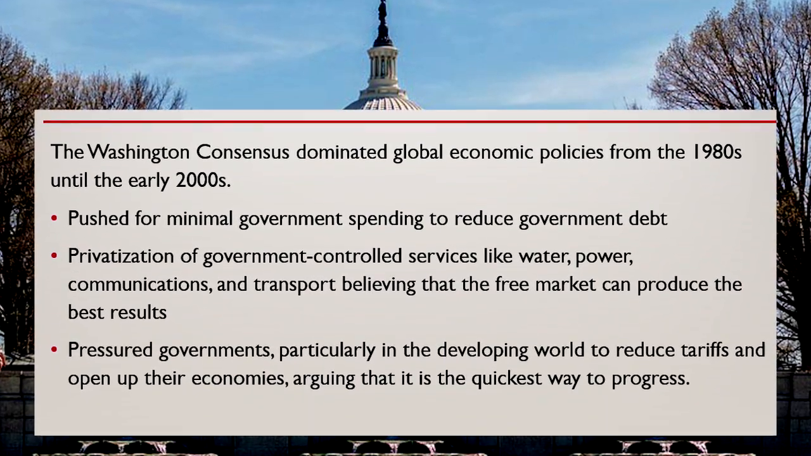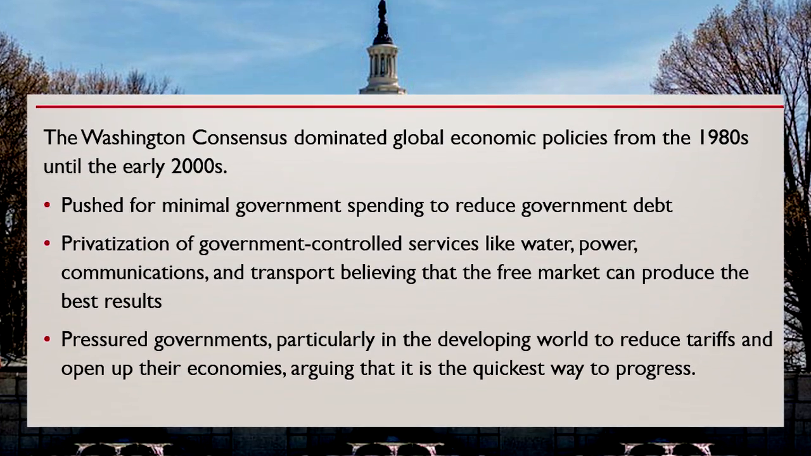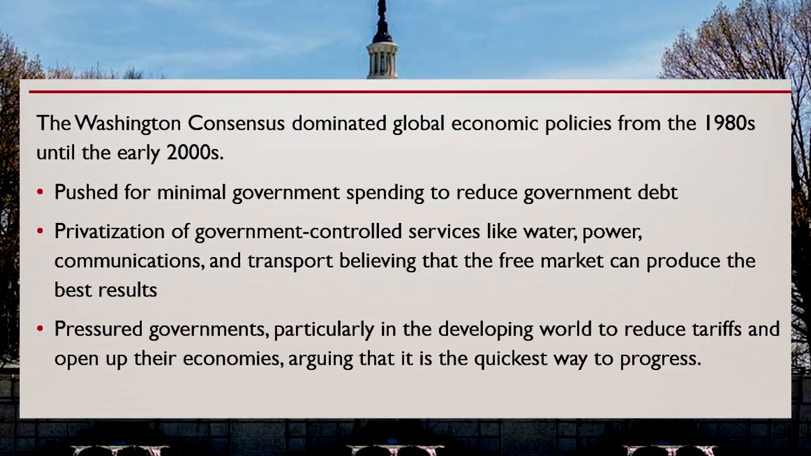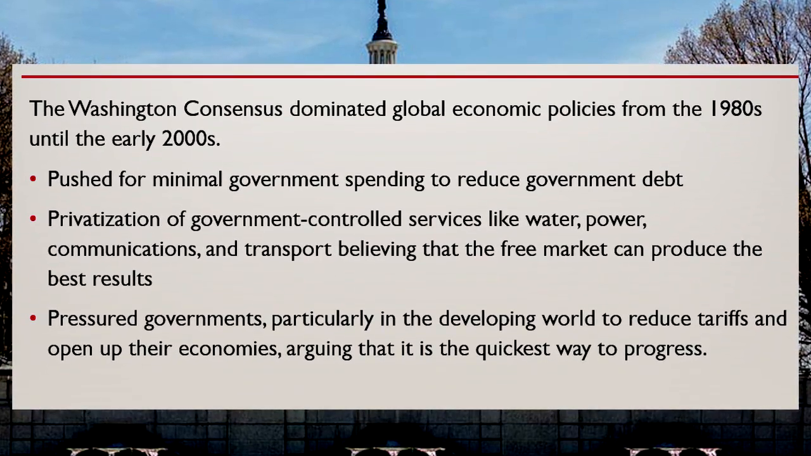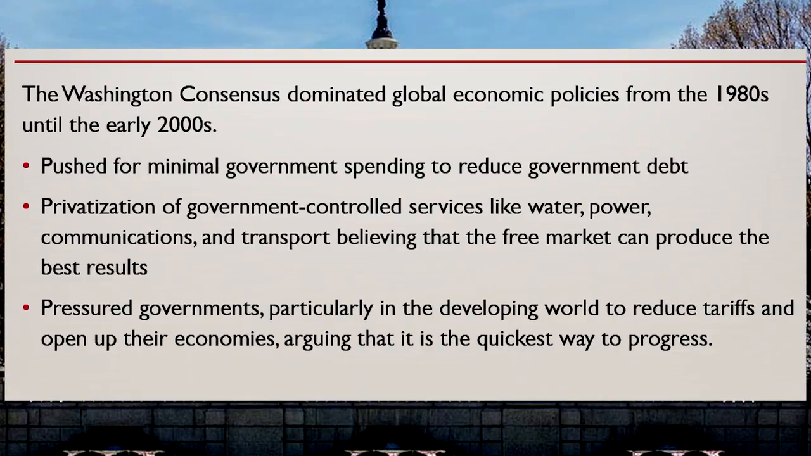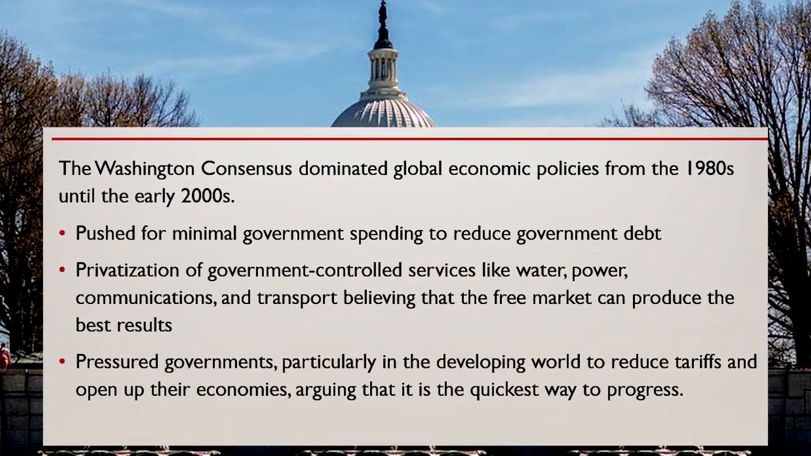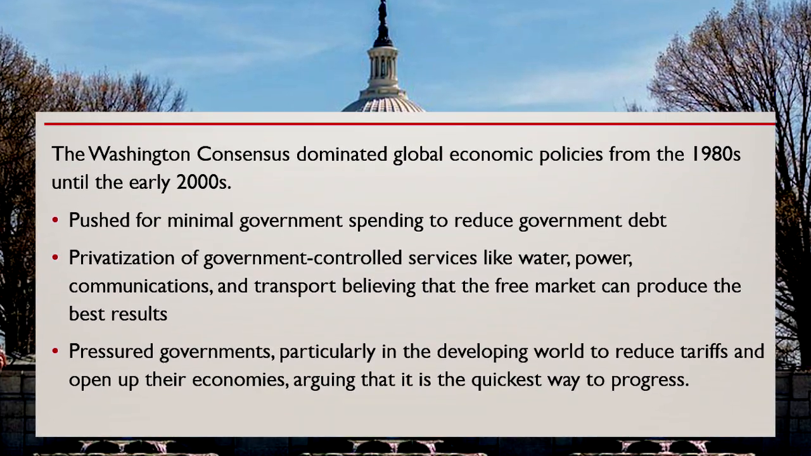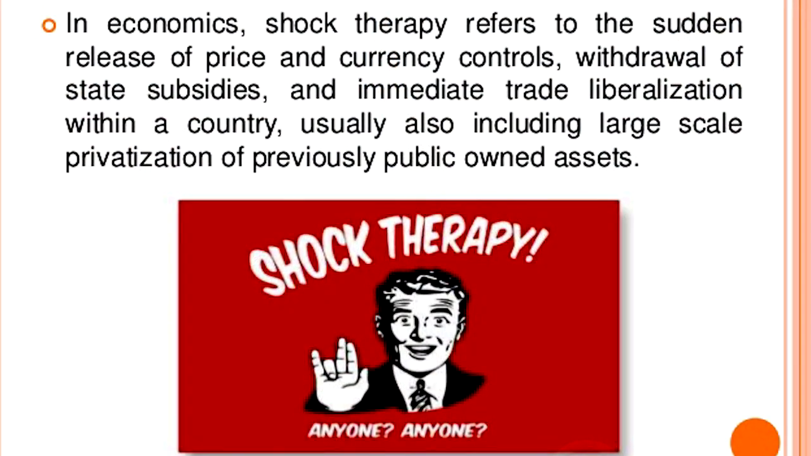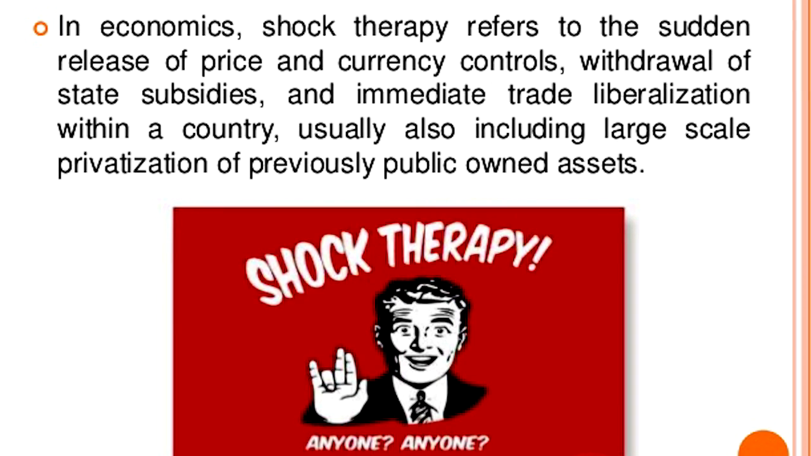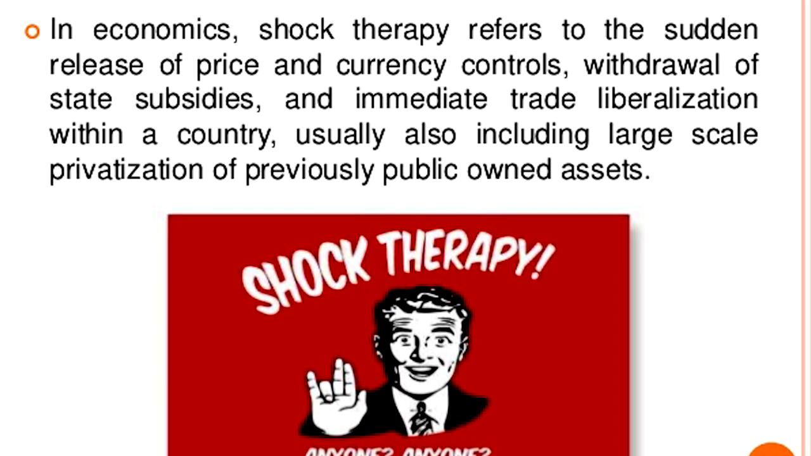It advocated minimal government spending to reduce government debt. They also called for privatization of government-controlled services like water, power, communications, and transport, believing that the free market can produce the best results. Free market, neoliberalism, yun na yun. Or nagkaroon na ng privatization of these government-controlled services. Finally, they pressured governments, particularly in the developing world, to reduce tariffs and open up their economies, arguing that it is the quickest way to progress. Advocates of the Washington Consensus considered that, along the way, certain industries would be affected and die, and they considered it as the shock therapy. And this shock therapy is considered necessary for long-term economic growth.